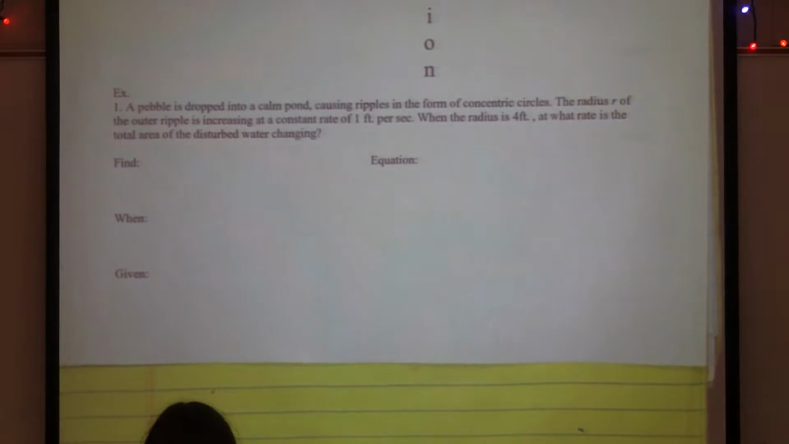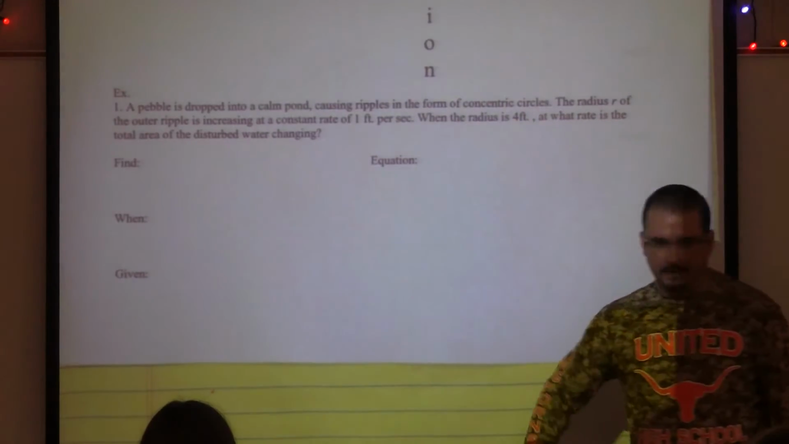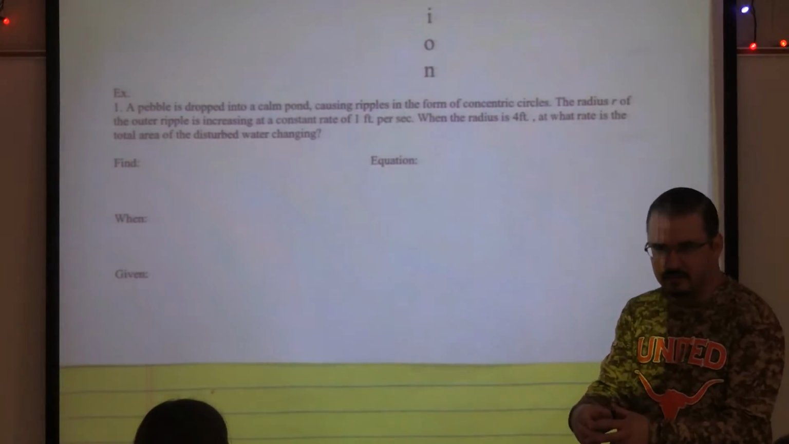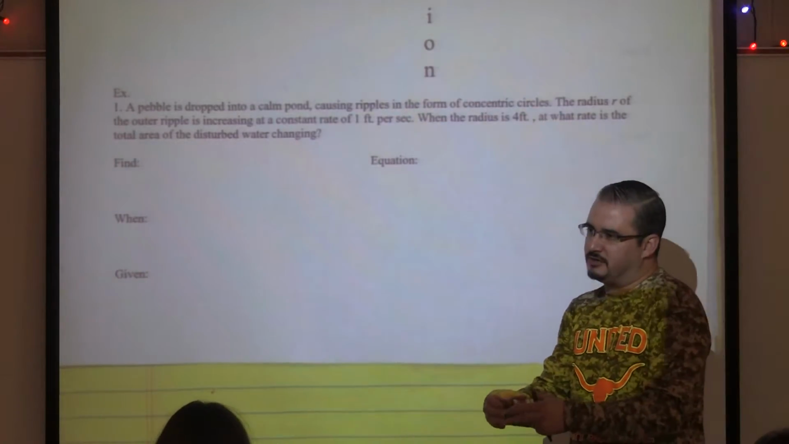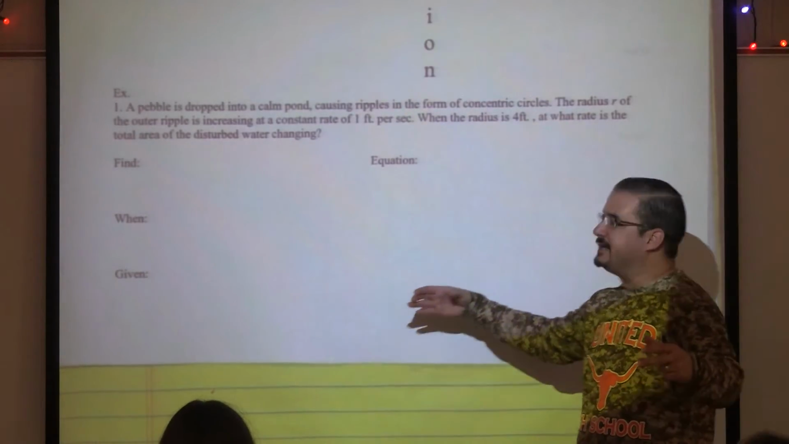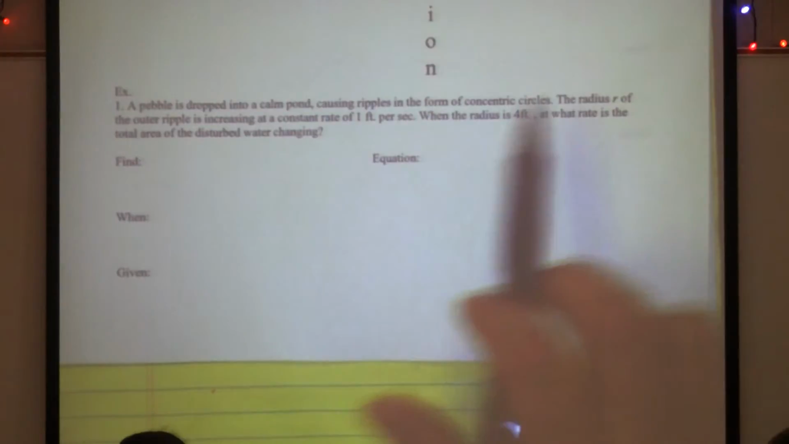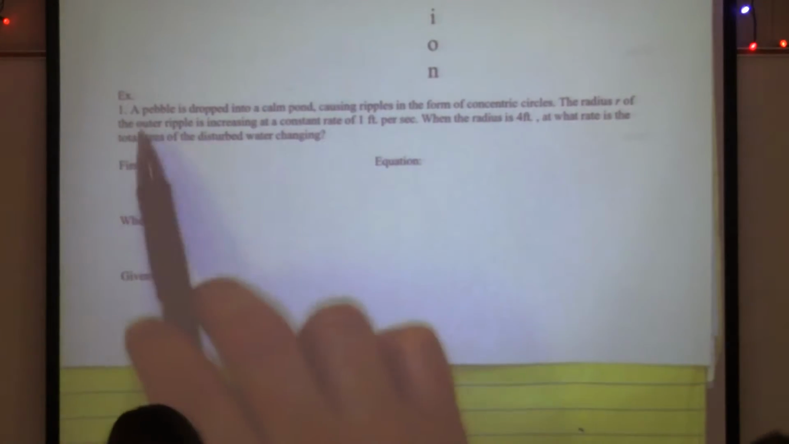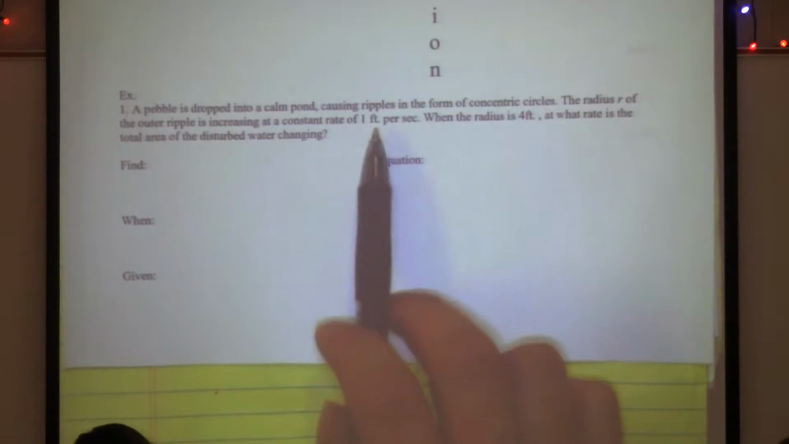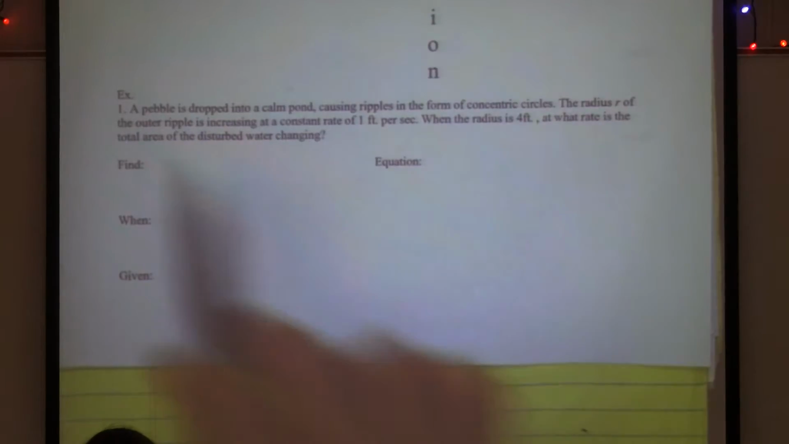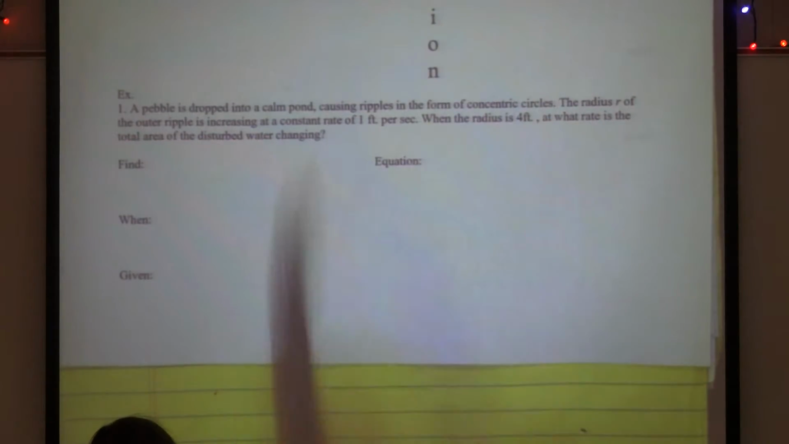Awesome. So let's look at this problem and see if we can fill in the F, the W, the G, and the E. Alright, here we go. A pebble is dropped into a calm pond, causing ripples in the form of concentric circles. The radius r of the outer ripple is increasing at a constant rate of 1 foot per second. When the radius is 4 feet, at what rate is the total area of the disturbed water changing?